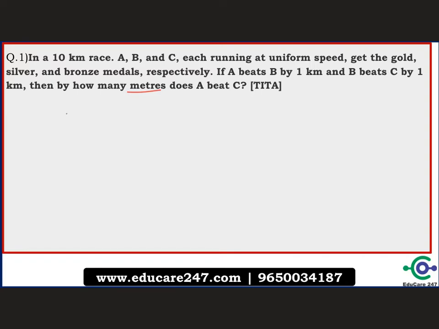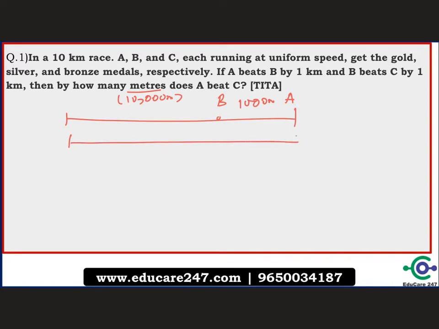We'll draw the line like this. Say A has reached over here, and A beats B by 1000 meters. 1 kilometer has been given, we converted it into 1000 meters, and the total is 10,000 meters. Also, it has been given that B beats C by 1000 meters in the same 10,000 meters race. Why 10,000 meters? Because 10 kilometers we converted into 10,000 meters.